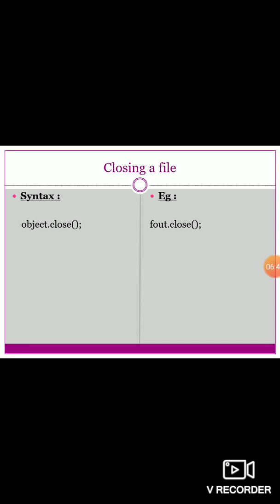Now what is that object? The object is the same one which we used to open the particular file. That's why in this example, or in this syntax, we don't need to pass the file name, because for every file there is a single associated object.